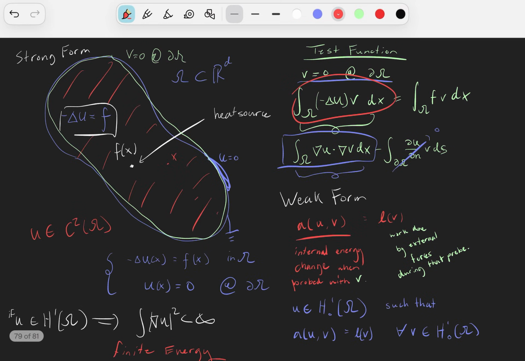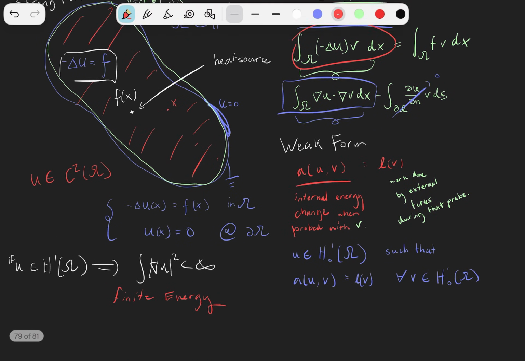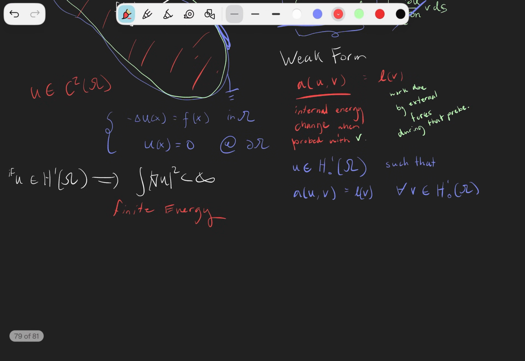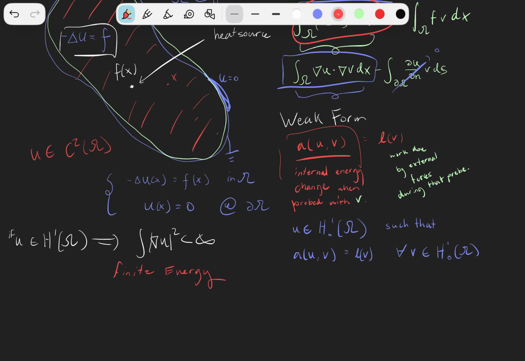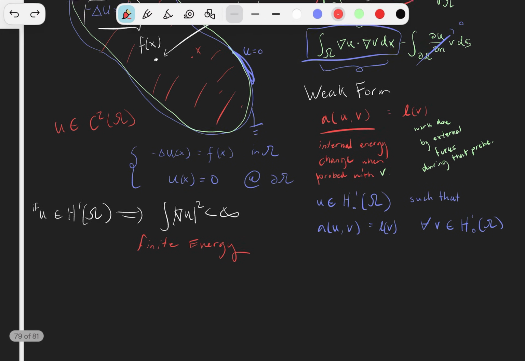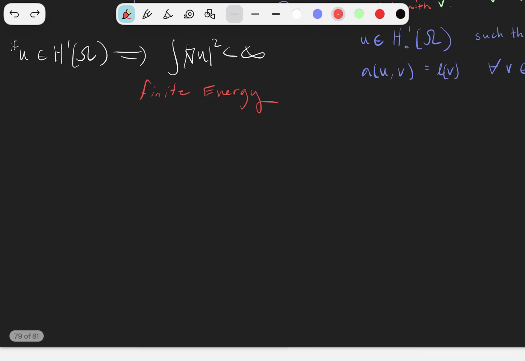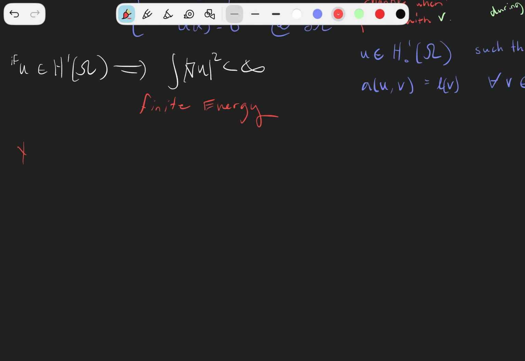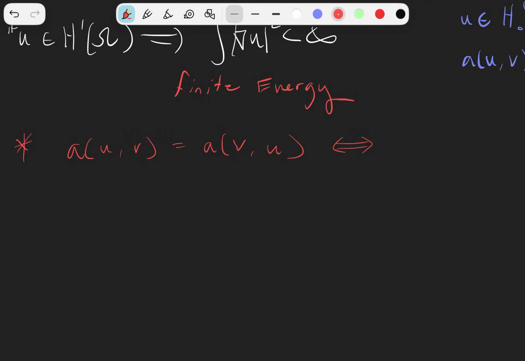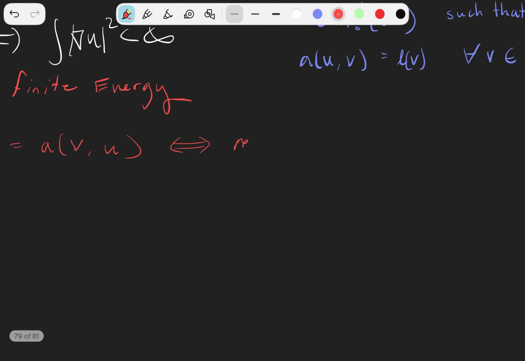Hey guys, so previously we derived the weak form, and now I want to wrap up the properties of this bilinear form here, which essentially is a statement about the internal energy change whenever we probe this region with some test function. And one of the properties here is symmetry. So if we switch u and v as our inputs, they should be equivalent to each other, okay? And this has a physical meaning because we can have the symmetry if and only if reciprocal work.